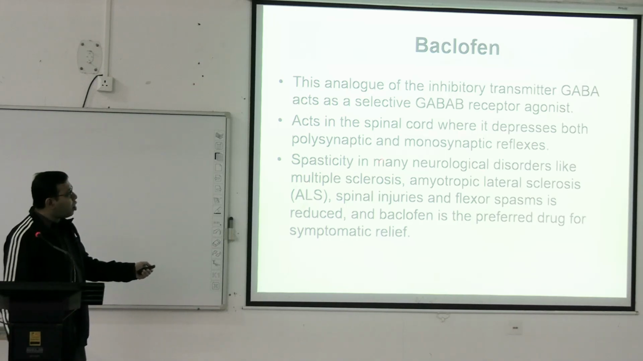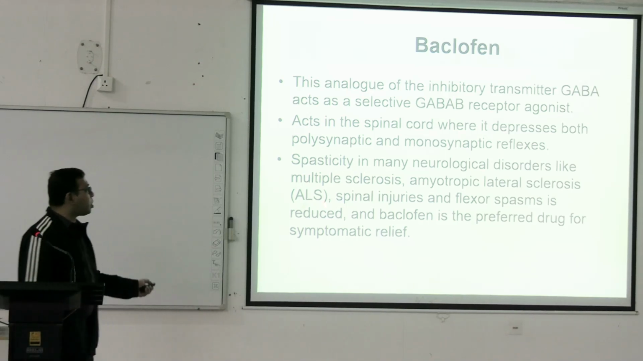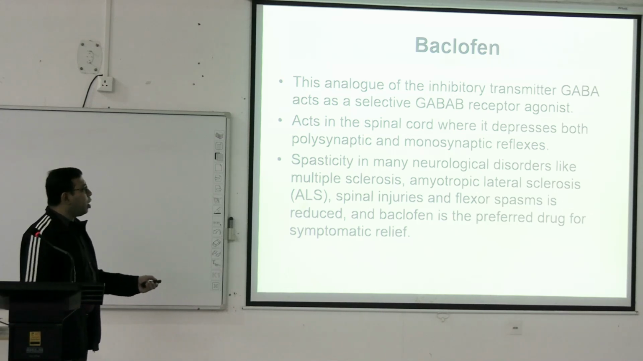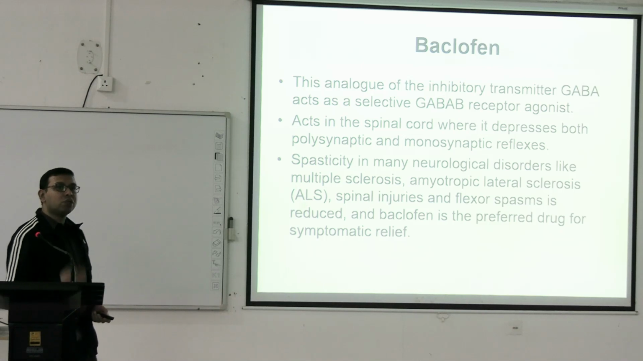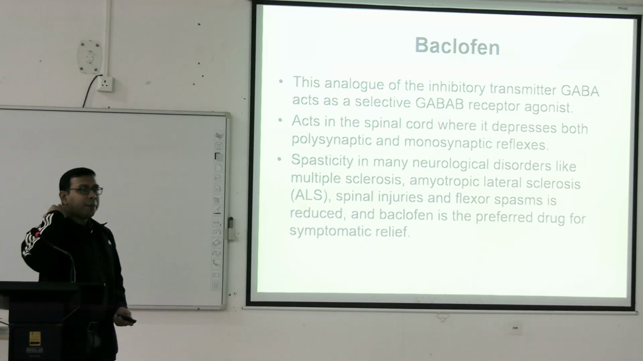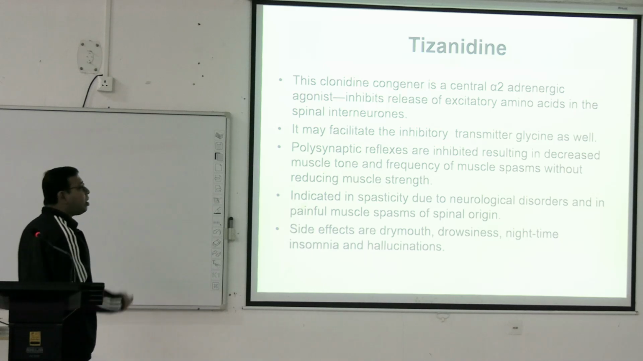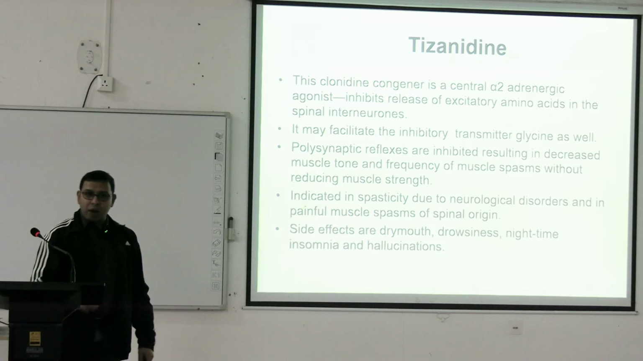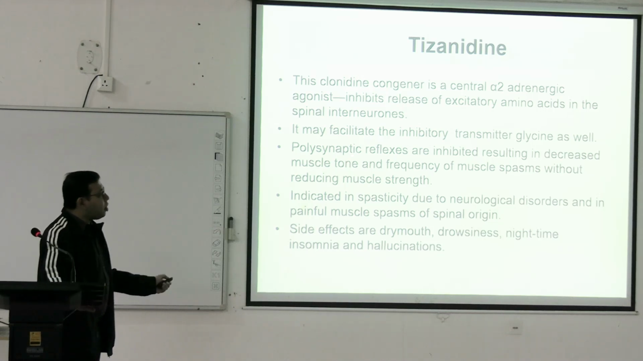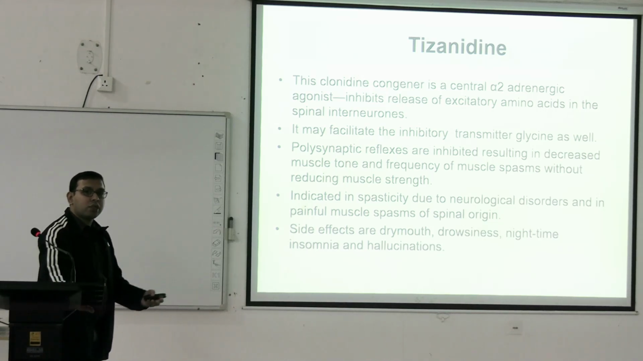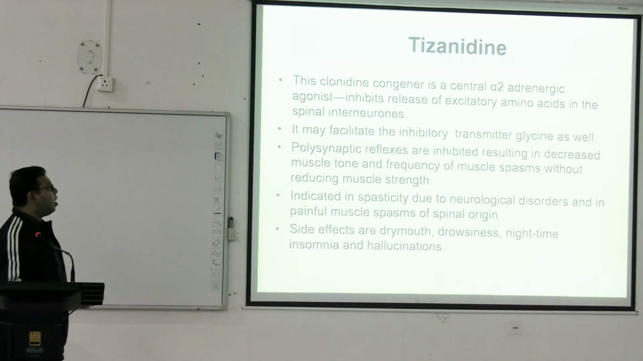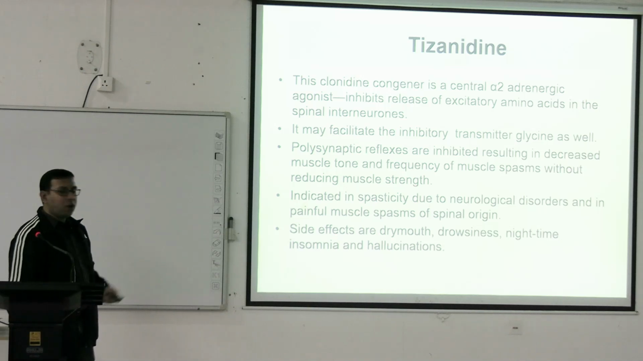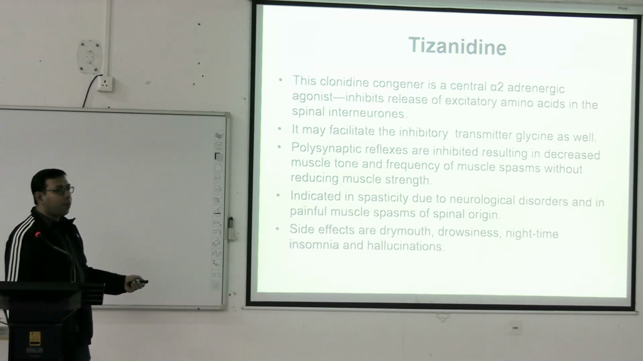It is used where there is spasticity in different neurological conditions like multiple sclerosis, amyotrophic lateral sclerosis, spinal injuries, flexor spasms. Baclofen is also used in wry neck or torticollis if there is severe muscle spasm in the neck. Tizanidine is another. This is a clonidine congener. Clonidine, you know, is an alpha-2 adrenergic agonist, so this is a congener of it. They also facilitate inhibitory neurotransmitters like GABA and glycine, mainly glycine. Polysynaptic reflexes are inhibited. Again, it is used in different neurological conditions. Side effects are dry mouth, drowsiness, etc.